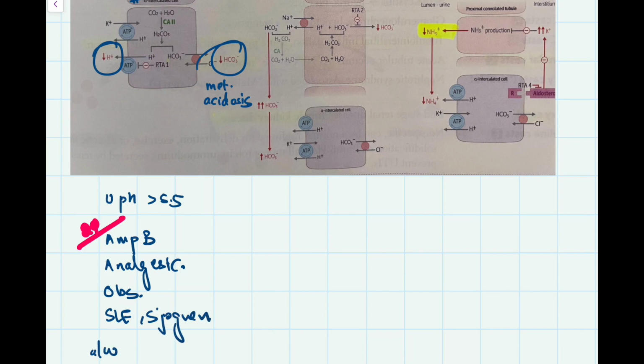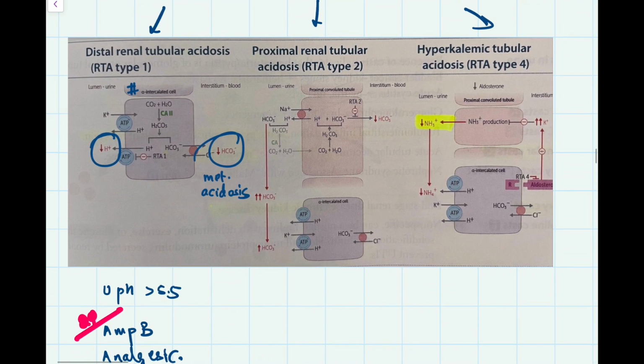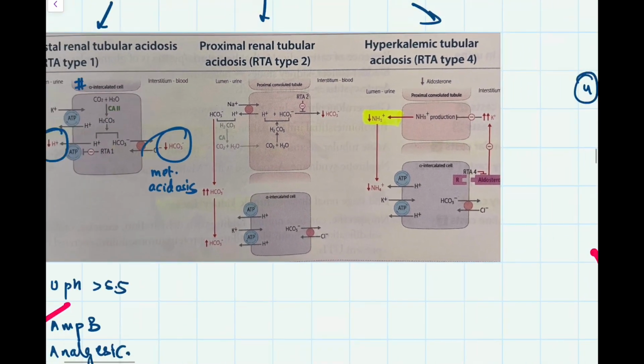It is also associated with increased calcium phosphate stones, because there is increased pH and increased bone turnover. Next is proximal renal tubular acidosis, right? Here the defect is in the proximal convoluted tubules, where there is increased excretion of bicarbonate. Increased excretion means there is decreased bicarbonate in the blood, hence it is again a case of metabolic acidosis.